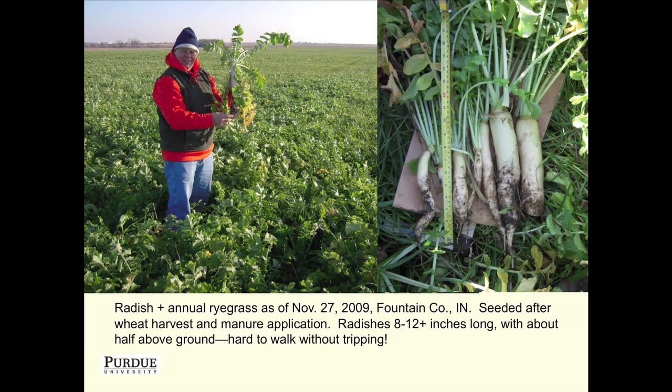This gets people a little more excited. In this case, the farmer here had wheat as the cash grain, harvested the wheat in July, applied manure, and then seeded a mixture of radish and annual ryegrass. This was the day after Thanksgiving that year. We went out and you could see tremendous amounts of growth.